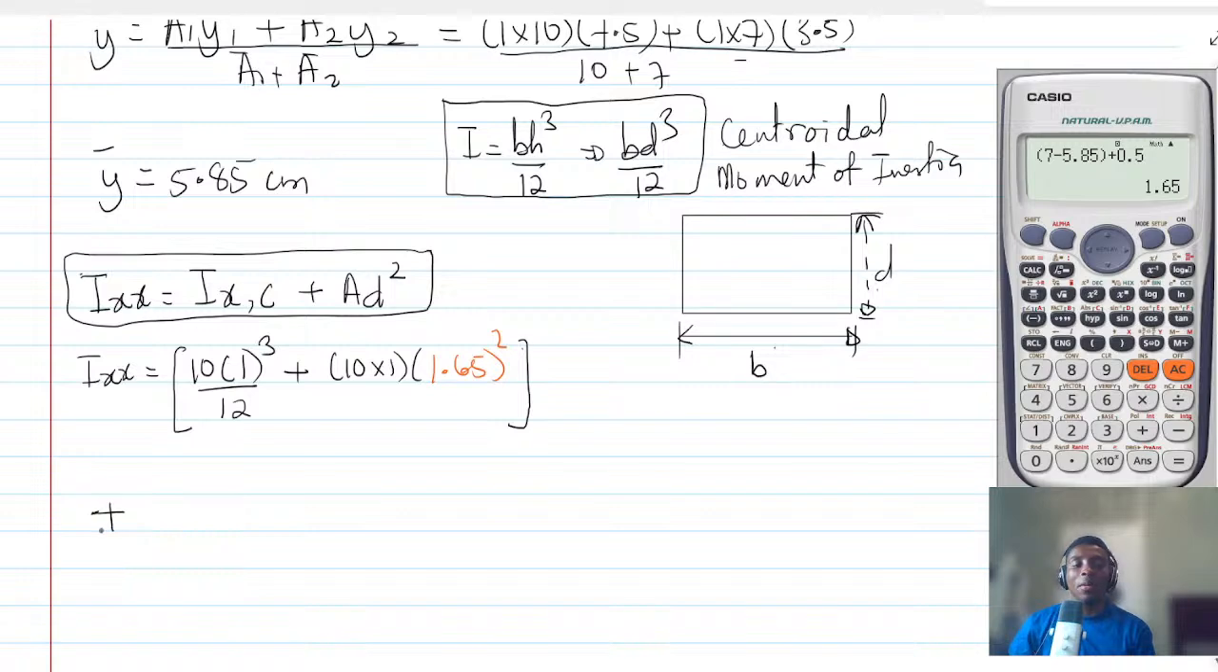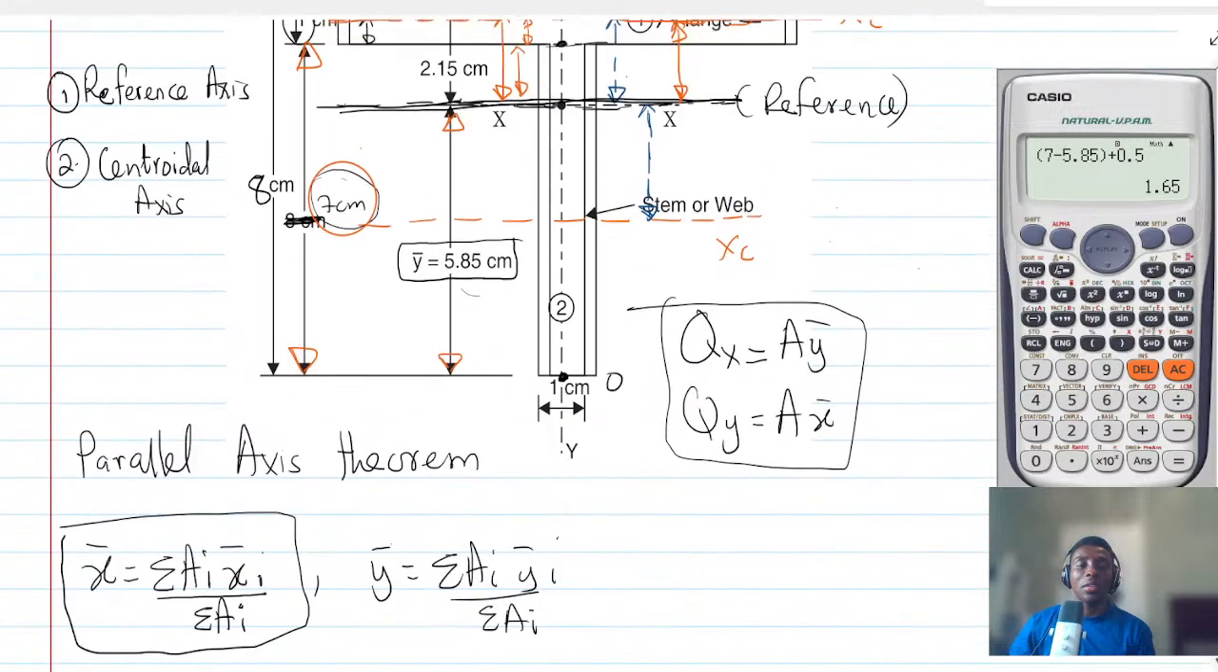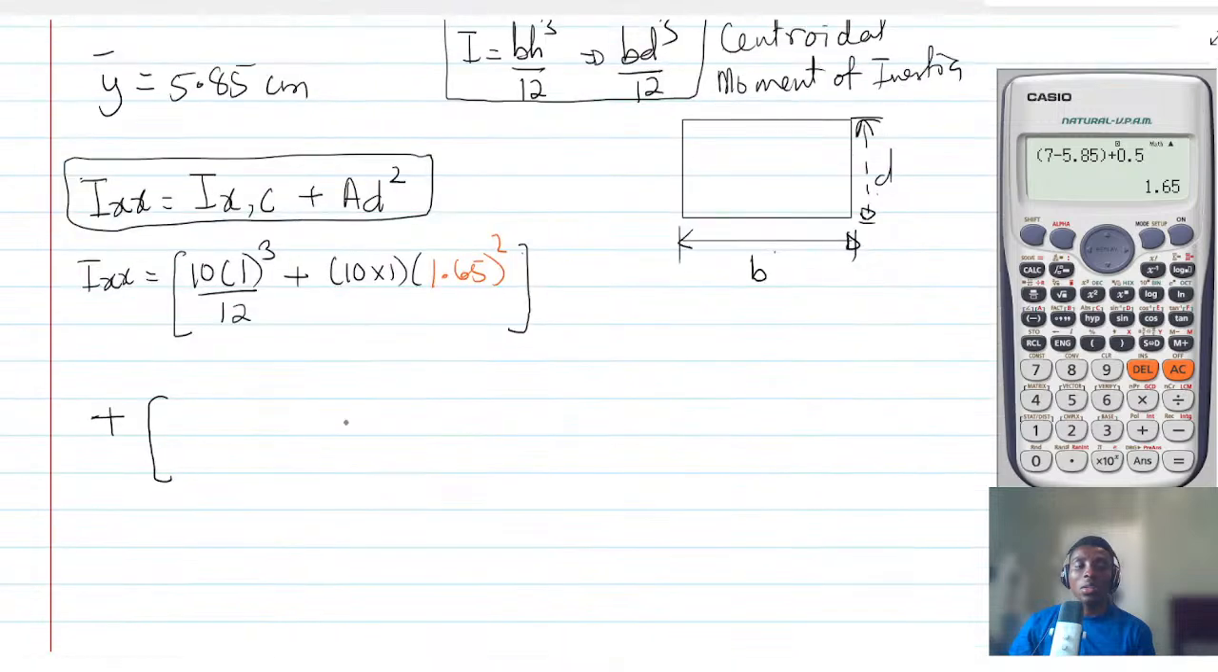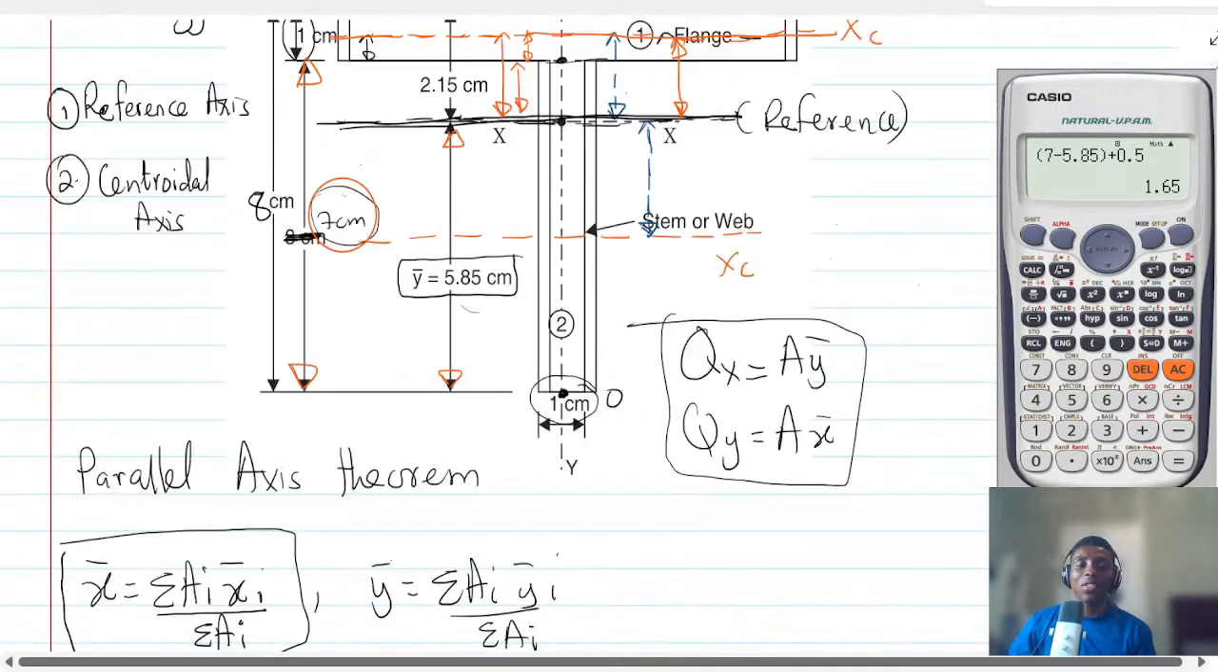Then we have, let's look at the second area. So that one too is going to be b h cubed over 12. But this time around, the b is 1, and the h is the height, which is actually 7. So it's going to be 1 times 7 cubed divided by 12, which is the centroid, plus the area. And the area is also 1 times 7, or 7 times 1.